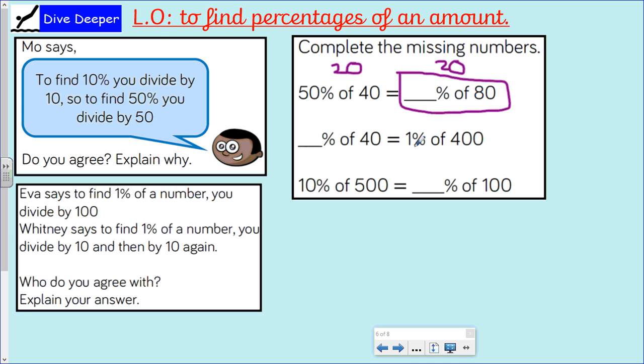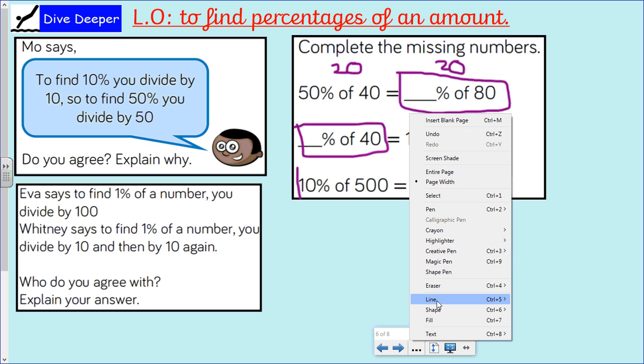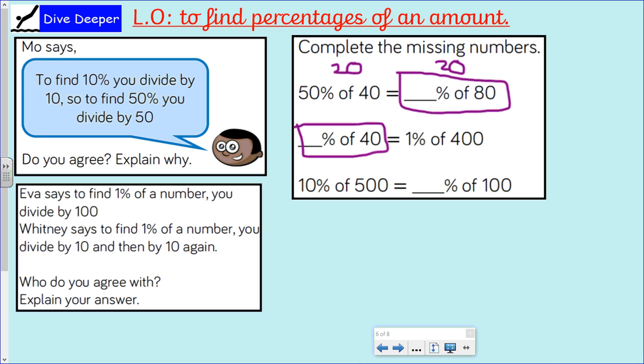Same here, 1% of 400. Work that out first. 1% of 400 is 400 divided by 100. When you've worked that out, this side needs to equal the same amount. And over here, oh, sorry, I've done the line around the wrong thing. Work out 10% of 50 first, and then use that information to work out what's going here. Whatever this is has got to be equal to 10% of 500. A nice one, that. Have a go at it if you can.